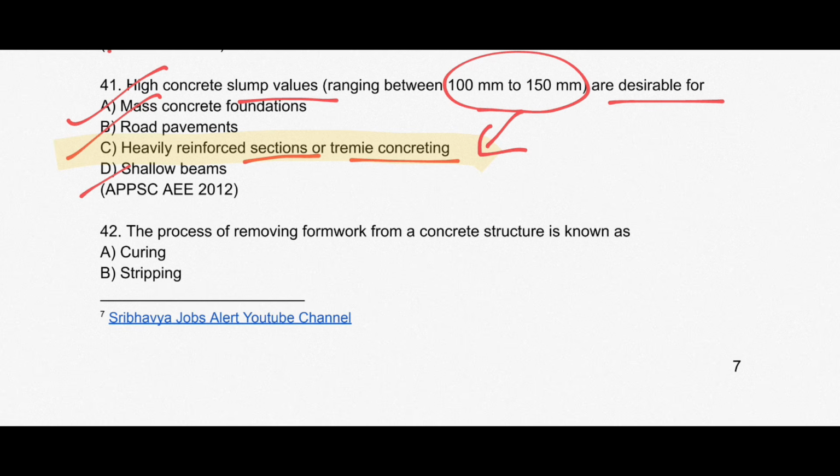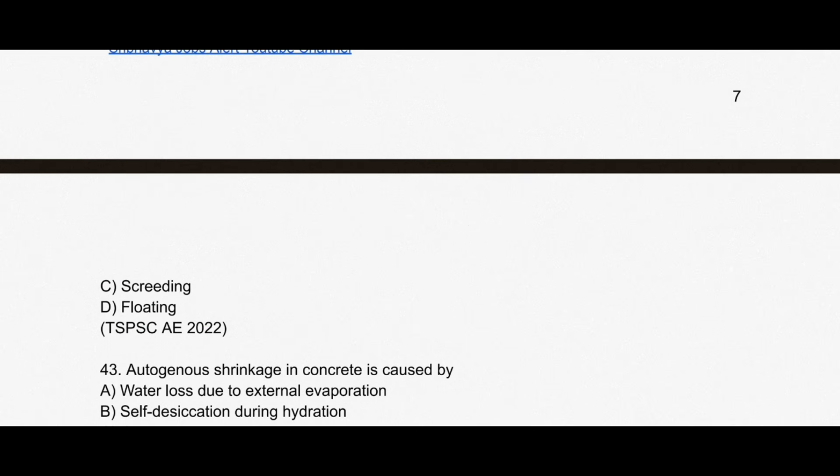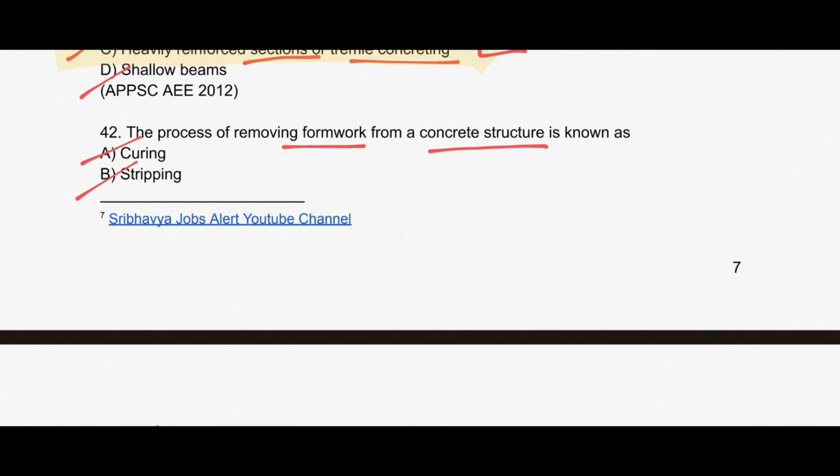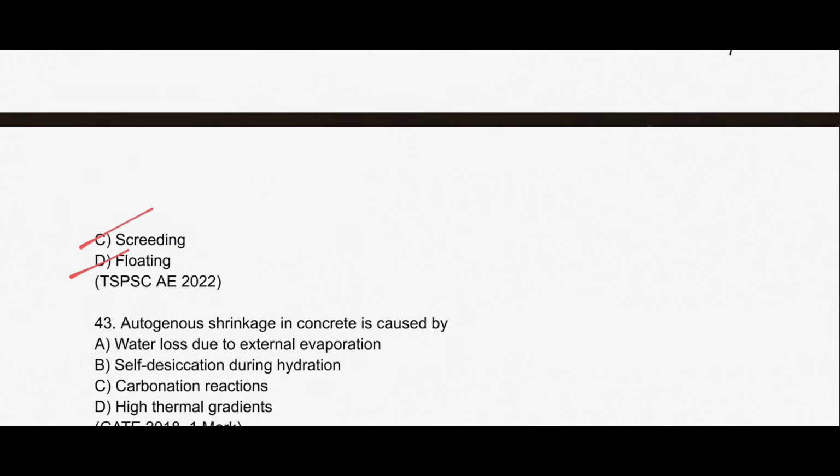42nd question. The process of removing formwork from a concrete structure is known as option A curing, option B stripping, option C screeding, and option D is floating. So the answer is option B, that is stripping. We remove the formwork, and that process is called stripping. Curing is applying water for gaining strength and to not reduce evaporation of water vapor. That is why we call it curing.